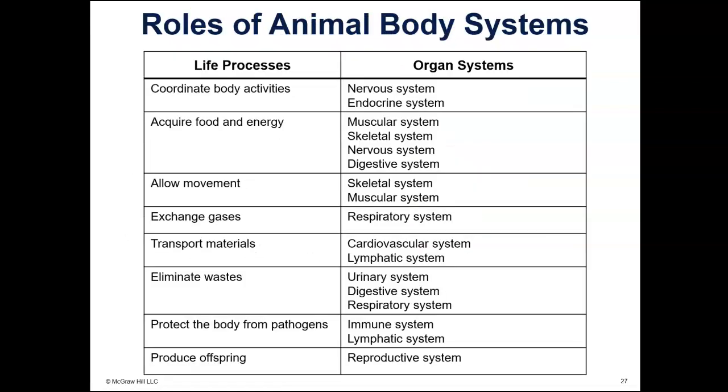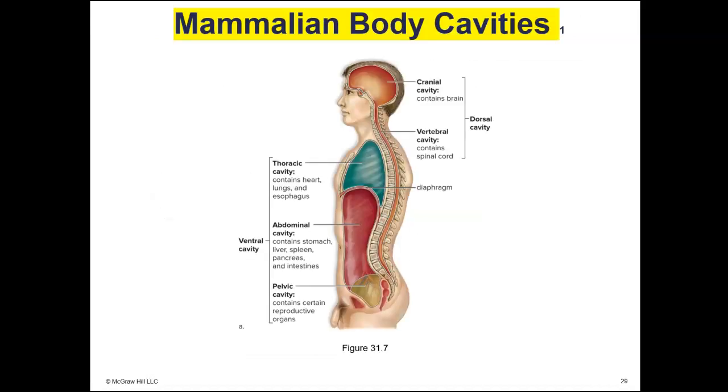Okay, this is a list. I didn't highlight it, but this is a list of all the organ systems, which we're going to go over, but it shows some of the organ systems more than once, I think. Yeah, okay. So it just shows the organ systems and what life processes they carry out. But there are 11 organ systems in the human, and we'll cover those.